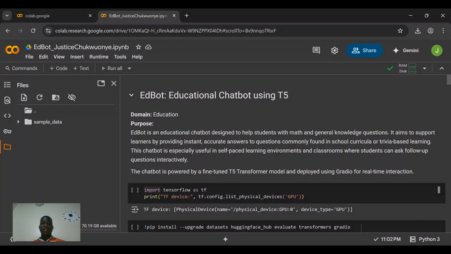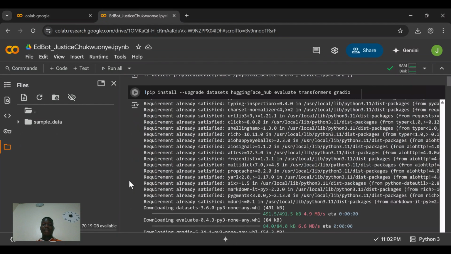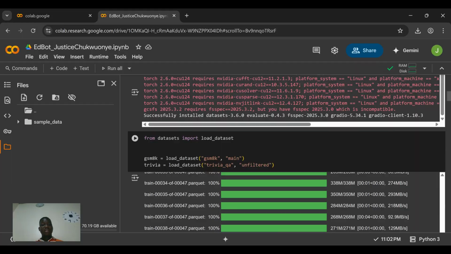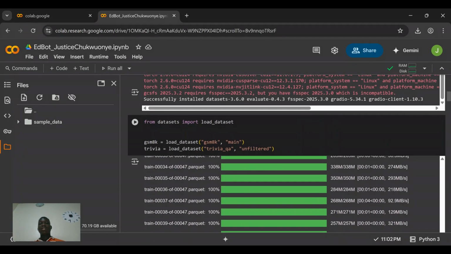It's called EdBot. It's an educational chatbot that I designed using T5, and I designed it to help students with their math and general knowledge questions. I started off by loading the data set. I used two data sets for this: the GSM 8K data set and also the Trivia QA. The GSM 8K is for the maths problems, while the Trivia QA is for the general knowledge questions.